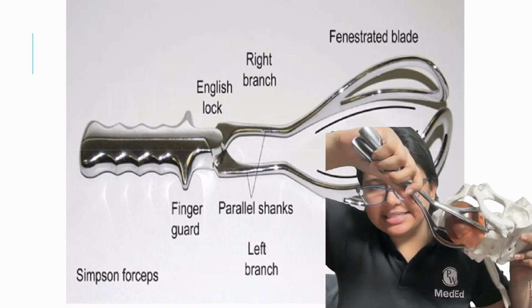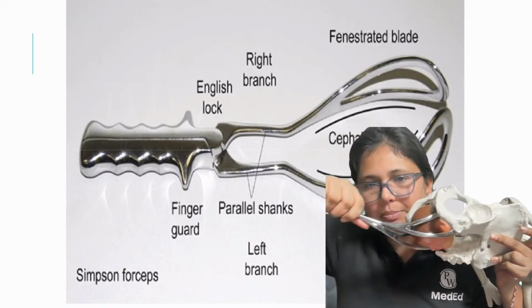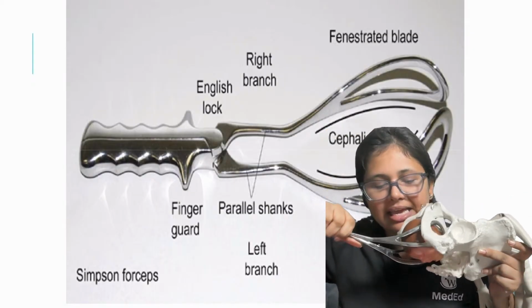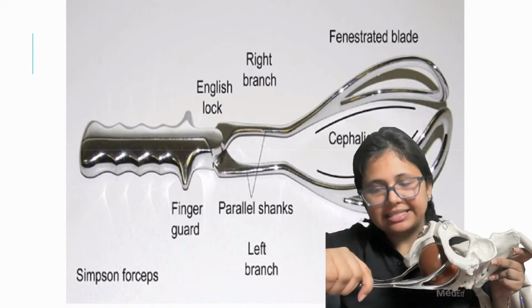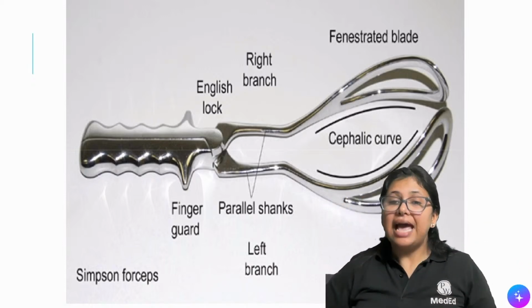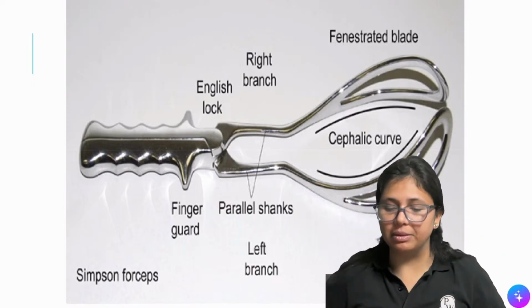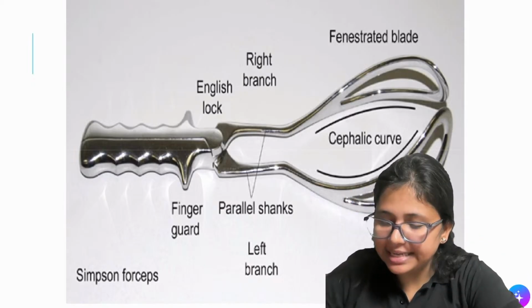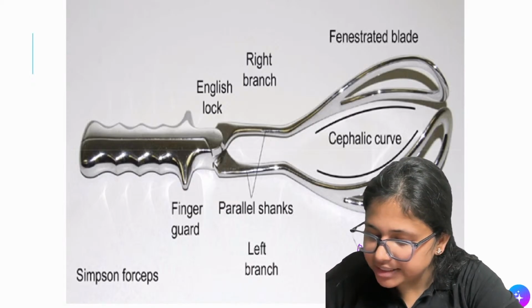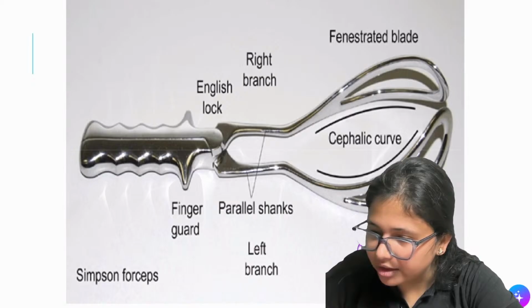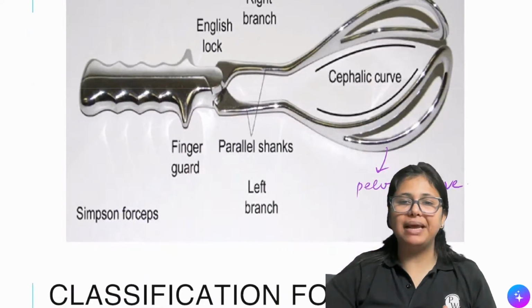So what you can see is that the outer part of the blade, this curve, is opposed to the pelvis of the mother, whereas the inner part of the blade is actually wrapping around the head of the baby, right? So this inner part is called the cephalic curve, and this outer part is called the pelvic curve.